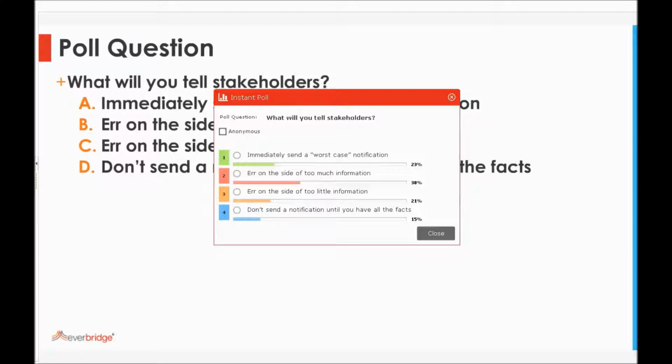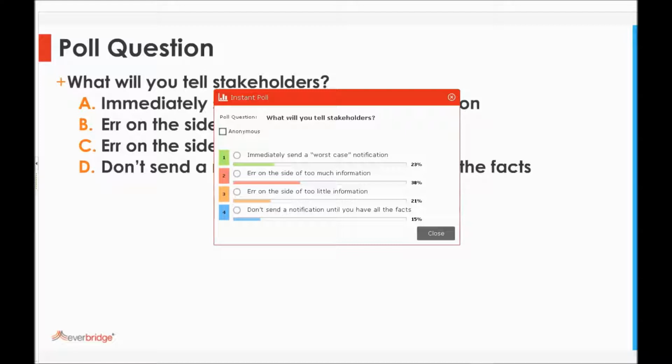Okay, I think we're going to close the poll, but let me just say something before we do that. We have a pretty even distribution, and I want to systematically eliminate the ones that are not best answers. And it's not that all of these are bad. Good people disagree on these, and that's why we see all kinds of responses from a mass notification standpoint. But I'm going to eliminate the fourth. You may not have all the facts until days or weeks later, and you cannot wait that long to send out something to your stakeholders, meaning the students and the faculty. So we're going to just eliminate that one right now.